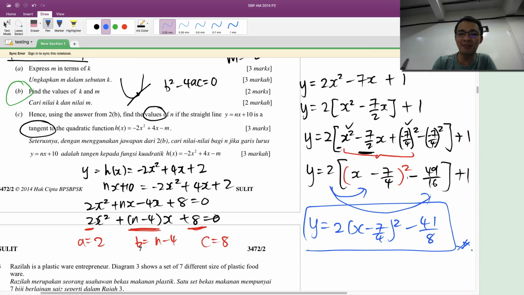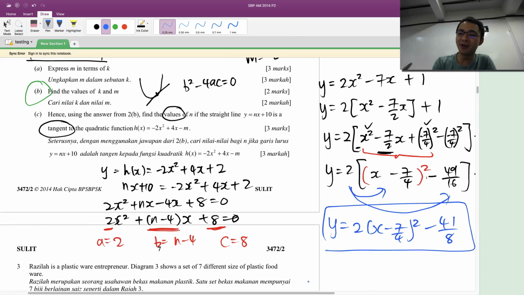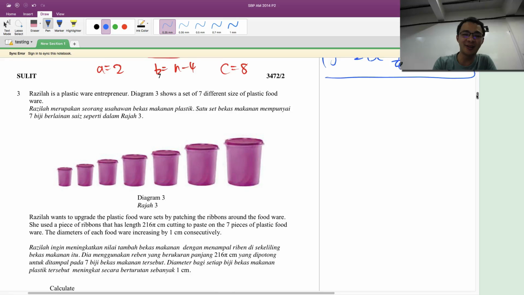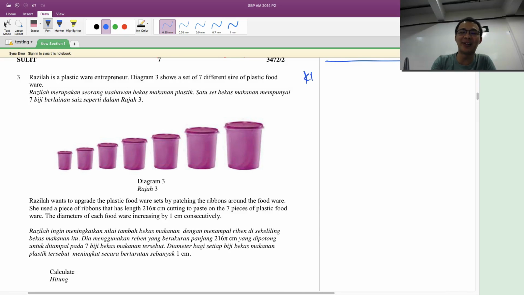Alright, let me move on, because in paper 2 there are a lot of things we need to learn. Question number 3 is, I think, one of the KBAT questions, because they are just very long. This is something to do with progression from Form 5 Chapter 1.